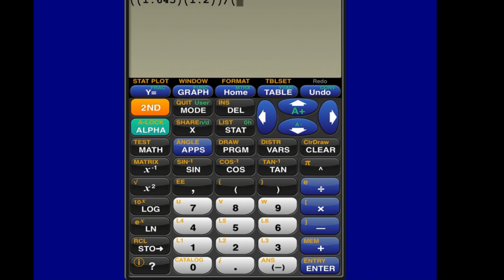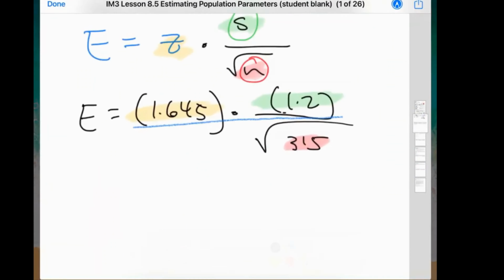Okay, so square root is in there, in the corner above the 7, and it's orange, so I'm going to have to press second x squared. And then, you see how mine's red? You're going to have to press the right key to get out, and then close your parentheses, okay? And this would give me a margin of error of 0.12. Sorry, 0.11.